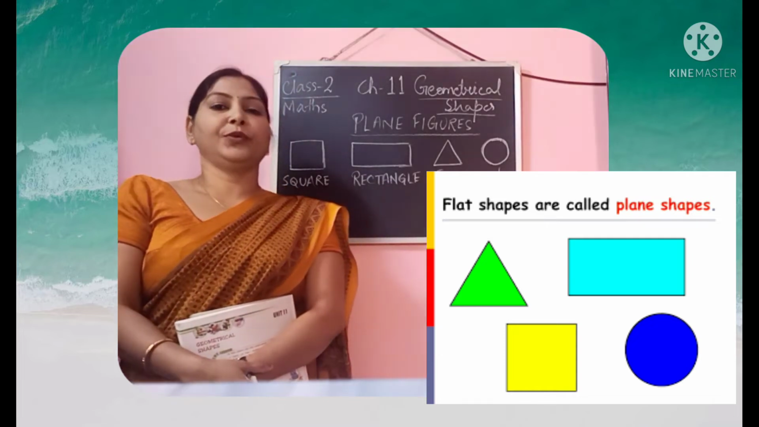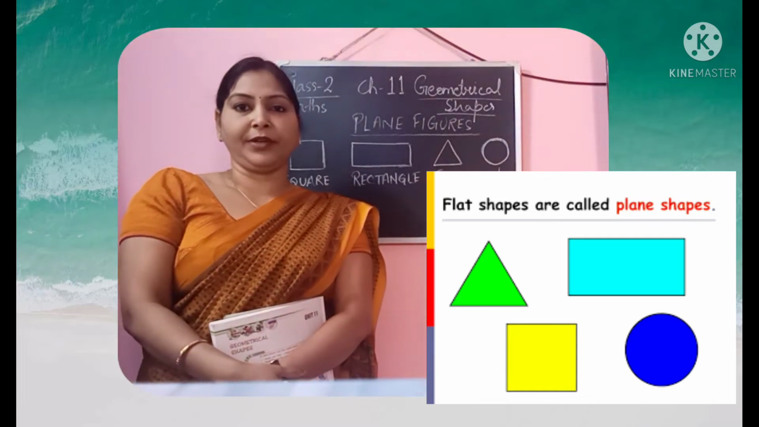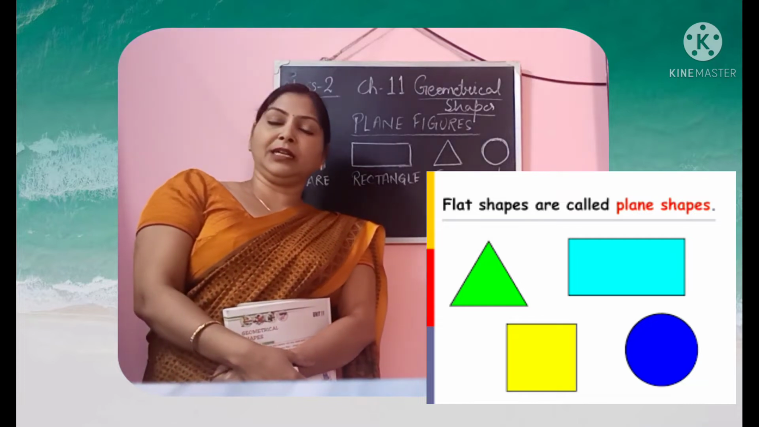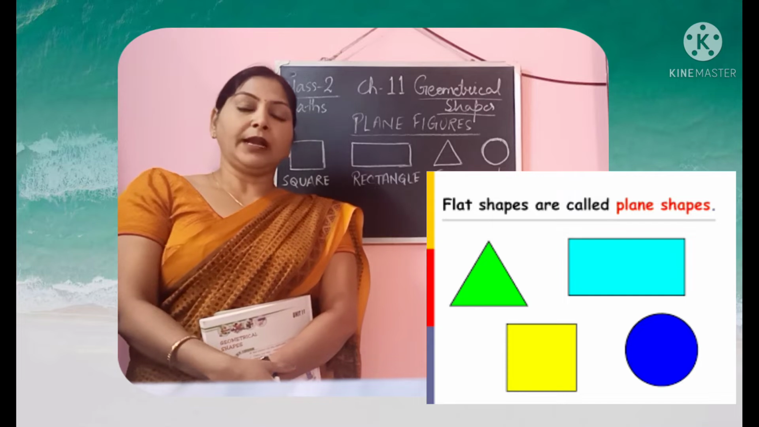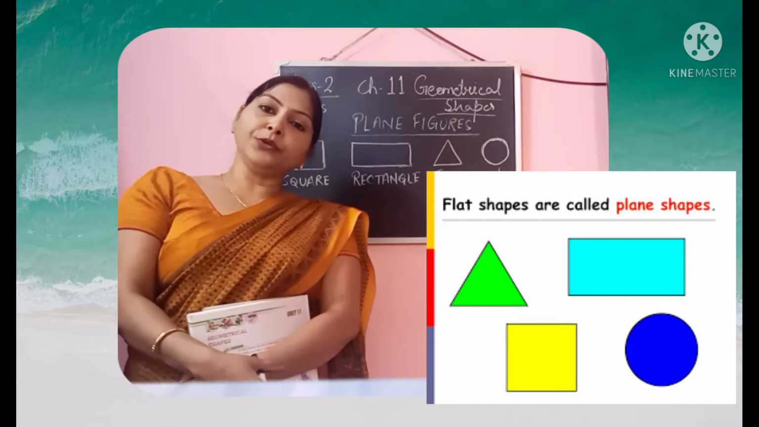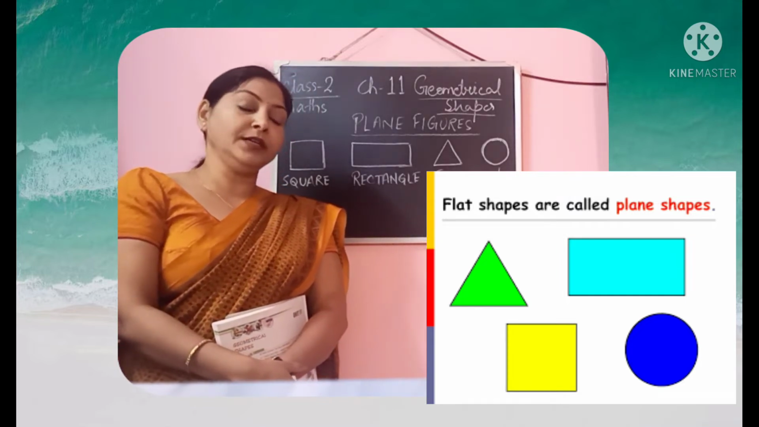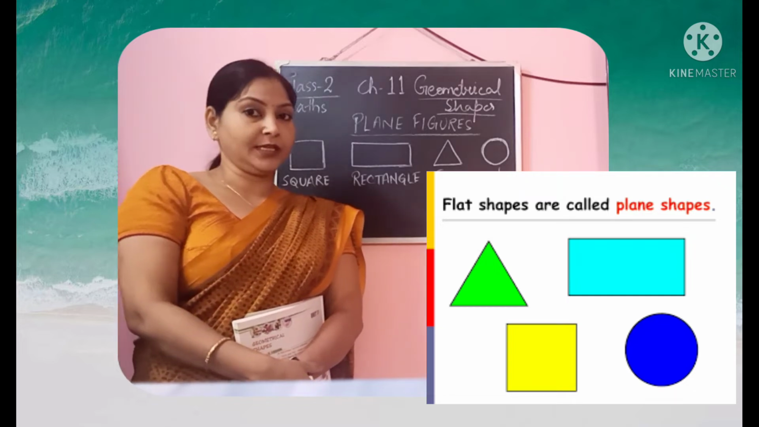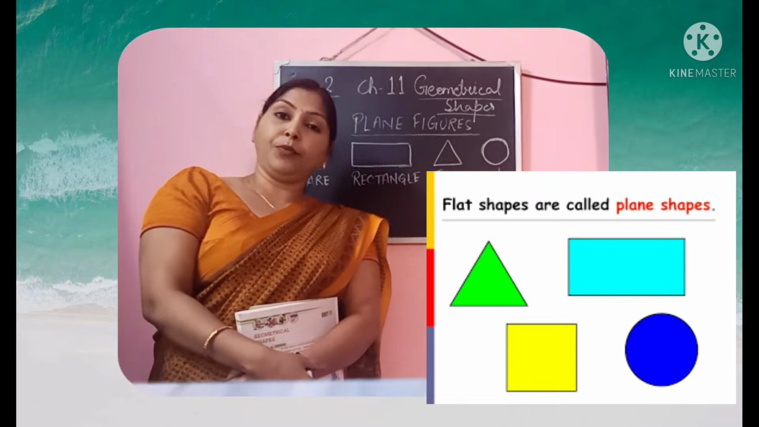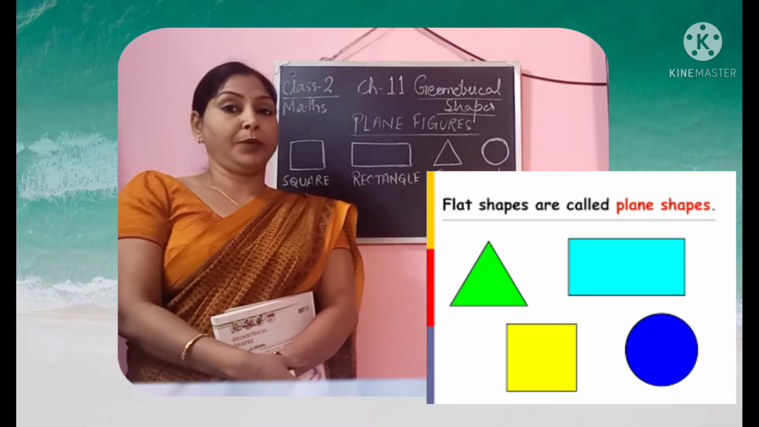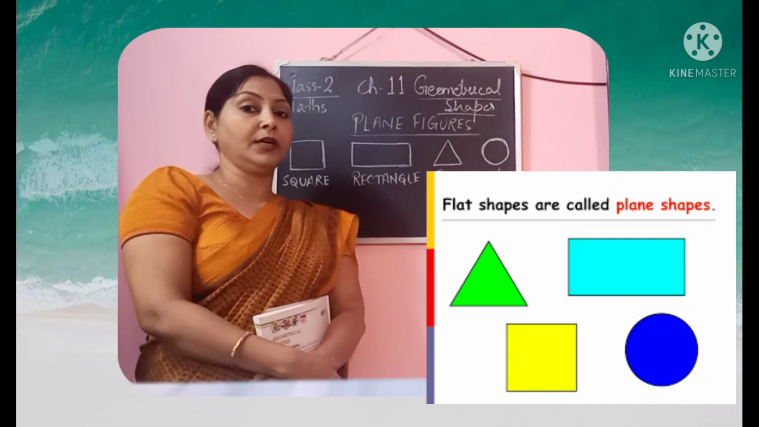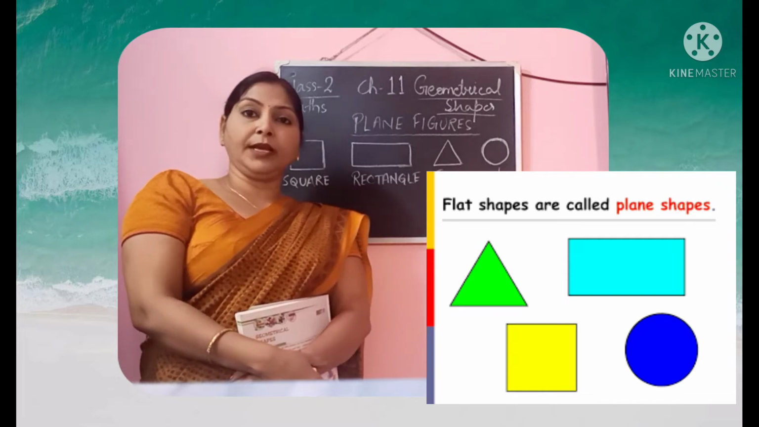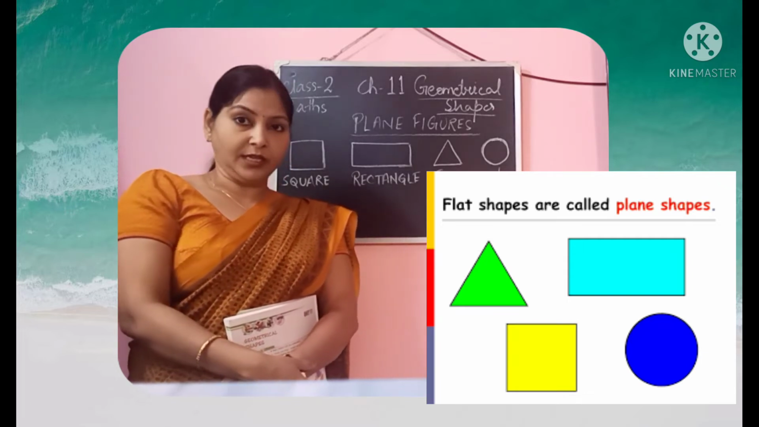Now let us start maths class. Today again we are going to continue with chapter number 11. If you remember, in the last class I introduced you to geometrical shapes. I also told you that in this chapter we are going to learn a few topics like line, point, and then plane figures, then solid figures. We will also learn about some curved lines, straight lines, etc.